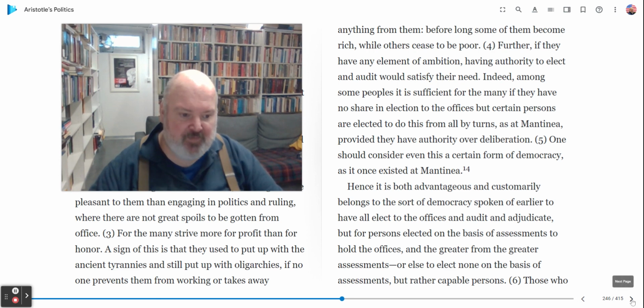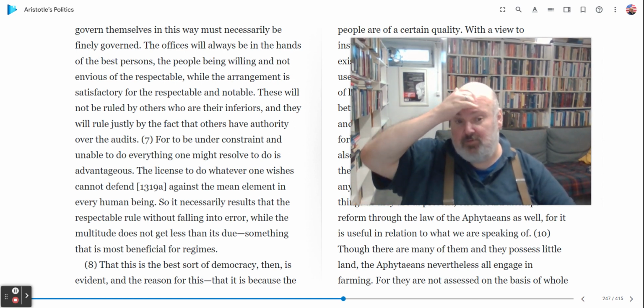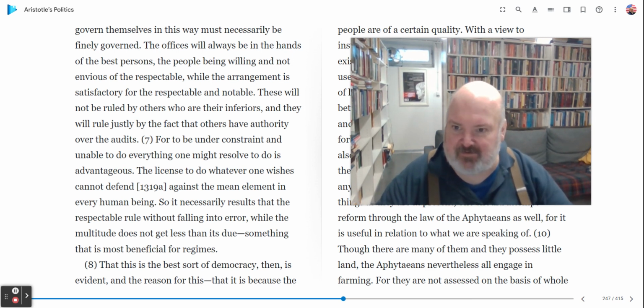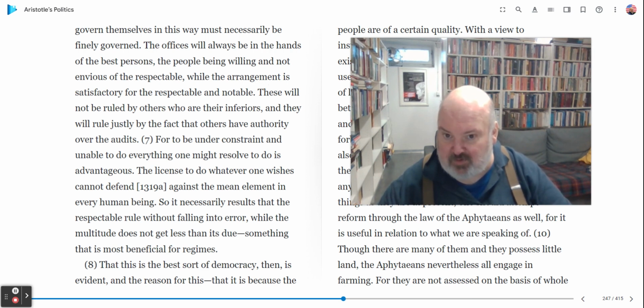Okay, those who govern themselves in this way must be governed finely, eunomia, beautifully governed. The offices will always be in the hands of the best persons, the people being willing and not envious of the respectable, while the arrangement is satisfactory for the respectable and the notable. So the people are not envious of the respectable, and the people are still governing, right?